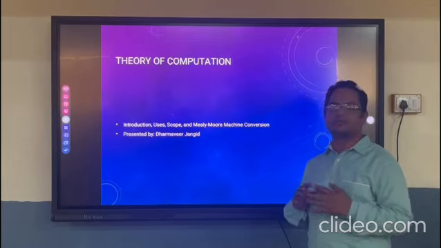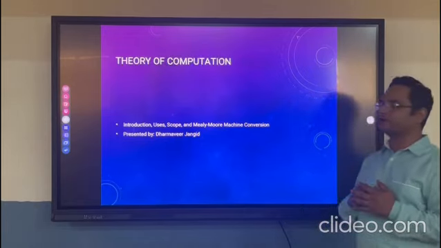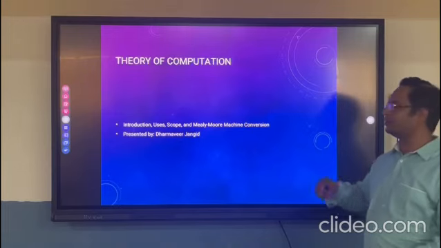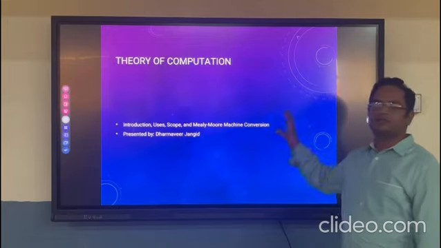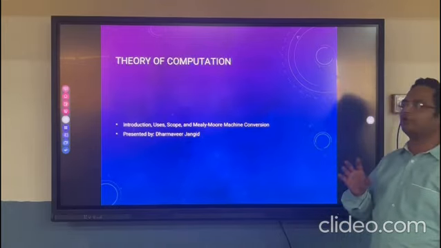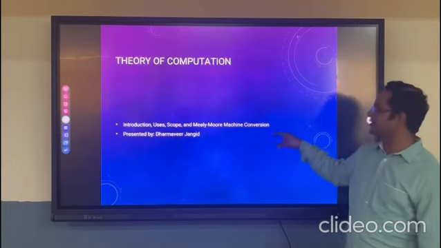Generally we study the algorithm of a mathematical model, but we don't express the capability of that particular model. So TOC is generally used to design any kind of compiler or computational devices.